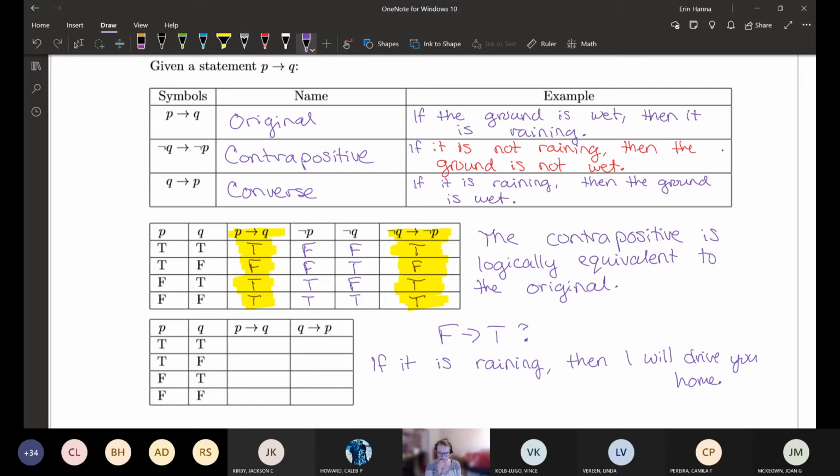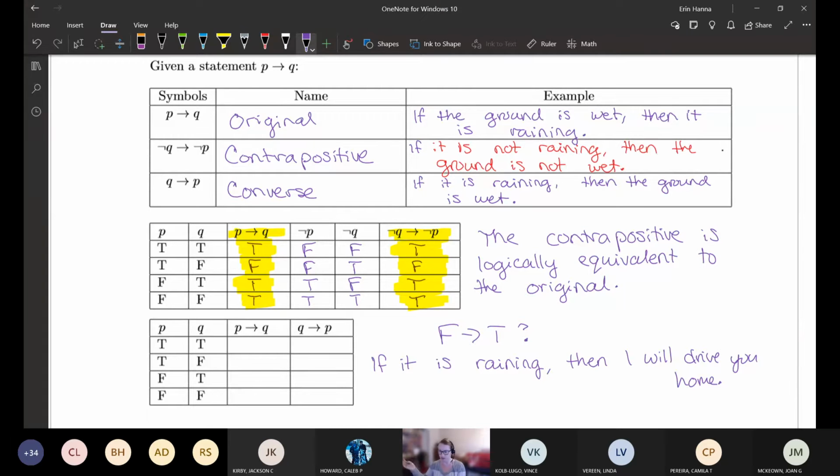So essentially, sorry, I said that backwards. The only thing that's false for an implication is a true implies false. If it's raining and I don't drive you home, then I lied. But with false implies anything, if it's not raining, I didn't necessarily lie to you. We can't really tell if I lied to you or not, because it's not raining. So that's why false implies true is still treated as true.